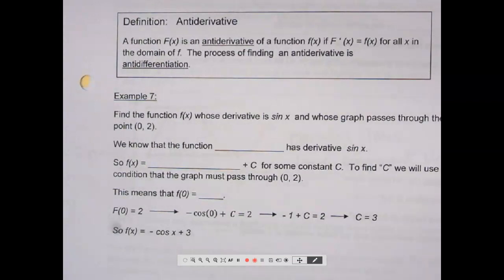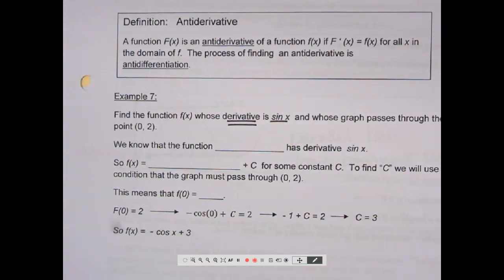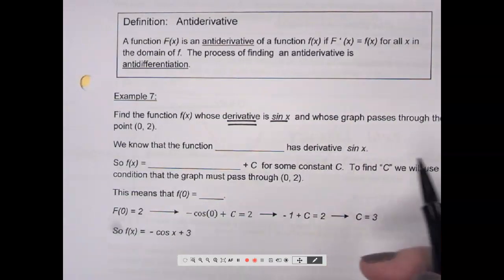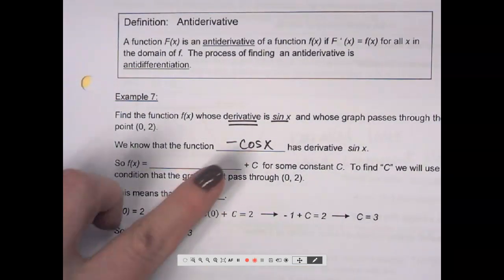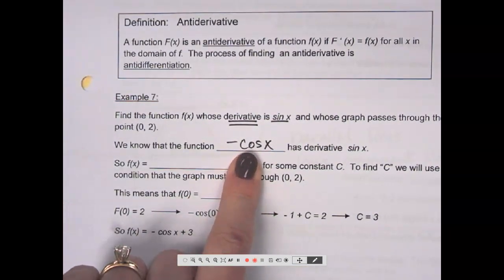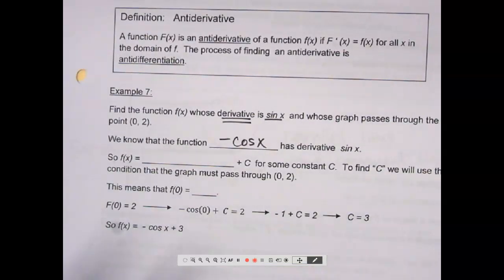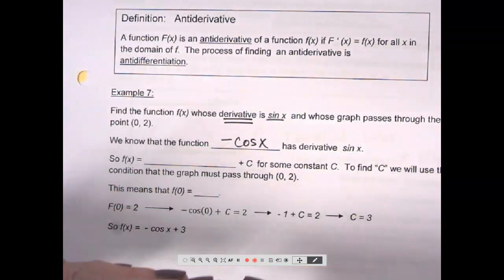Find the function f of x whose derivative is sine x and whose graph passes through the point 0, 2. Okay, well, what function has derivative sine? Negative cosine. Okay, so there could be any function here, negative cosine x plus a number. Okay, so you know what cosine graph looks like, right? And if I take the negative, then it just flips it over the x-axis. But then if I add a constant, then it's going to shift it up or down on the graph. So there's an infinite number of graphs it could be.